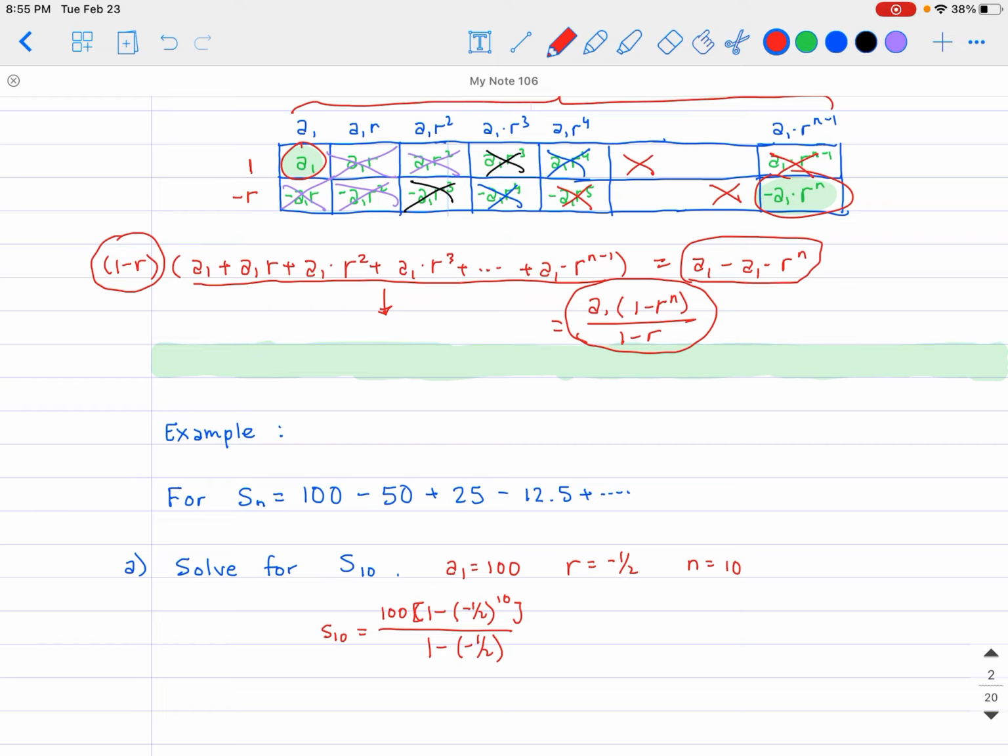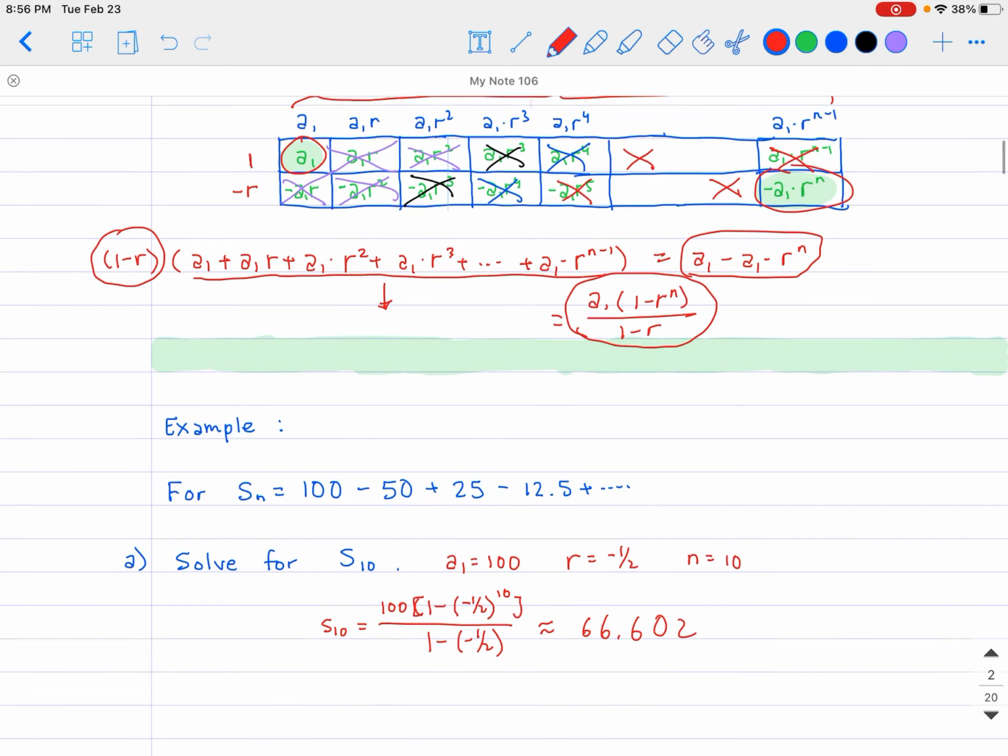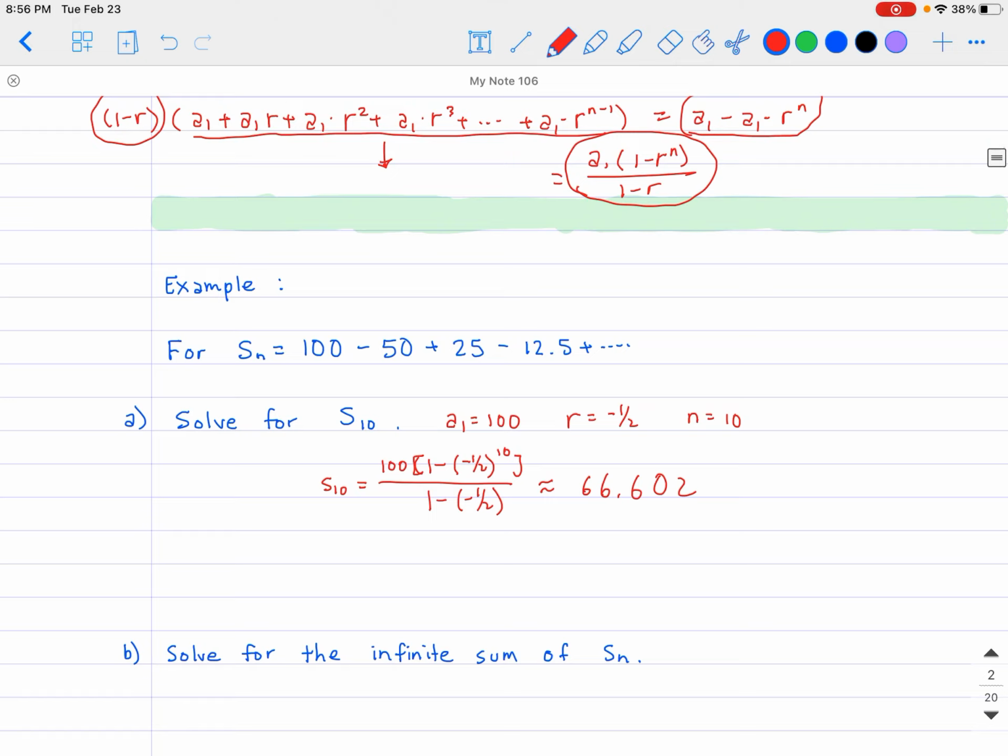So 100 multiplied by 1 minus negative 0.5 raised to the 10th power, and then divided by, looks like it's 1.5. So on the calculator, it's showing roughly approximately 66.602. Okay, so that's going to be the sum of the first 10 terms. Okay, so that's not too bad.